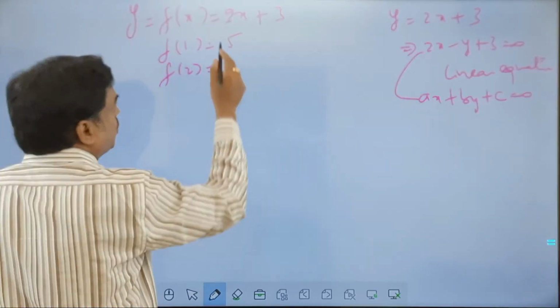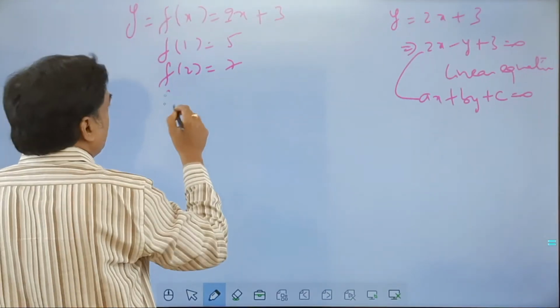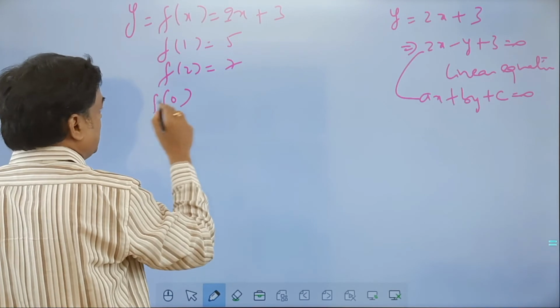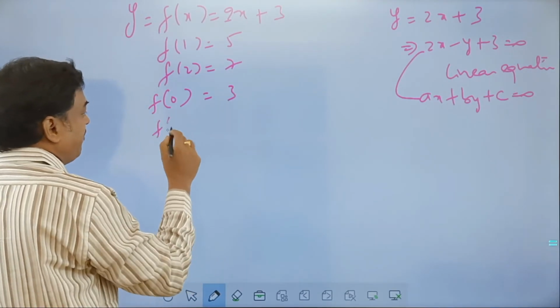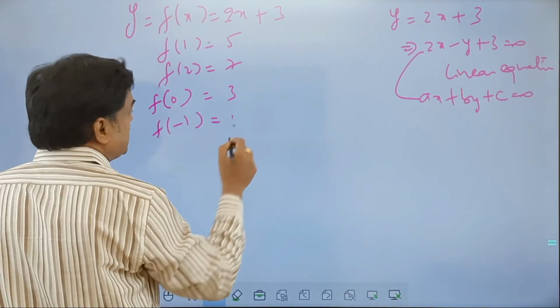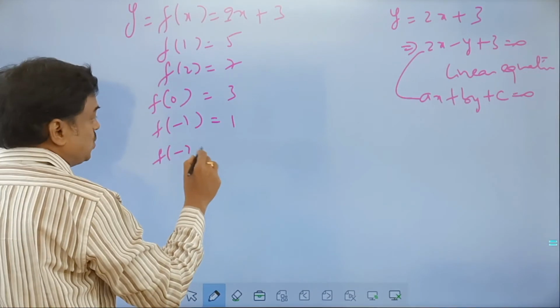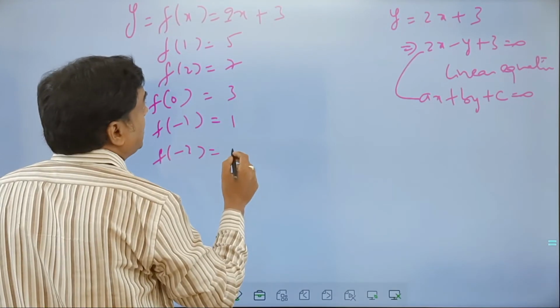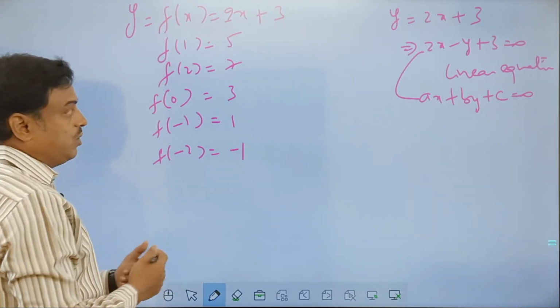Now when I apply x equals 1, this will be 5. When I apply x equals 2, this will be 4 plus 3, which is 7. When I apply f of 0, it is 3. When I apply f of minus 1, this is plus 1. When I apply f of minus 2, this will become minus 1, and so on, it goes like that.